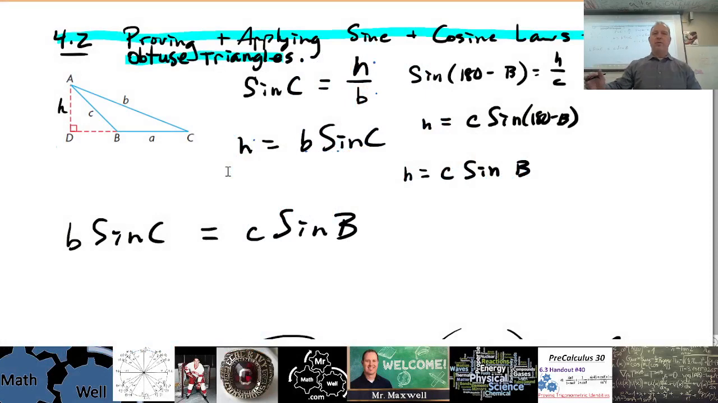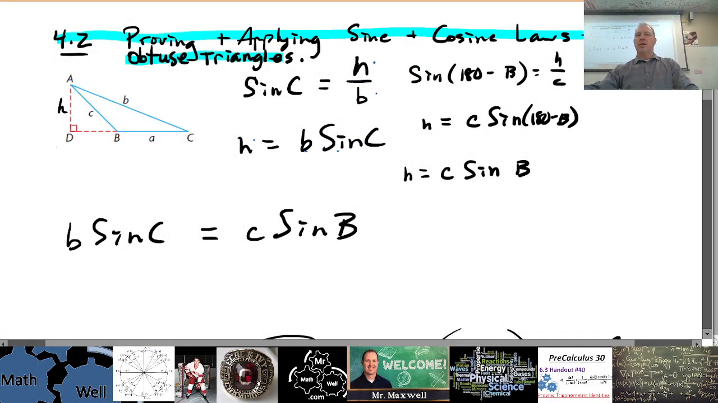All right, Foundations of Math 24.2. We're talking today about proving and applying sine and cosine laws for obtuse triangles.